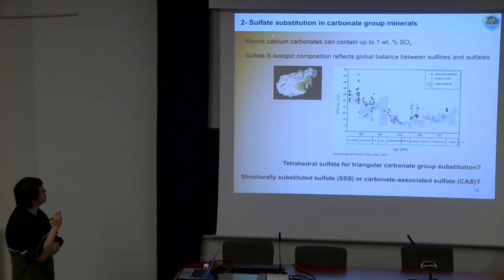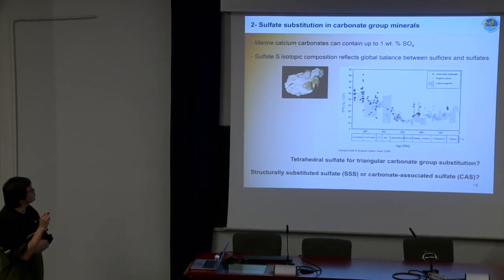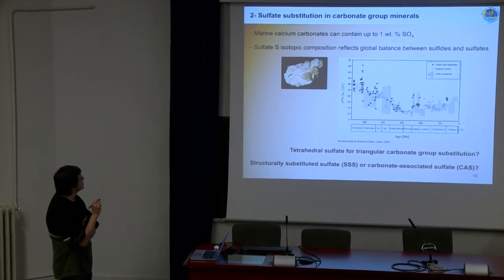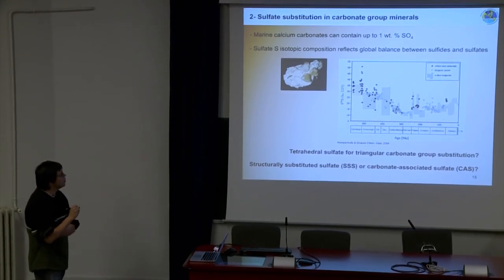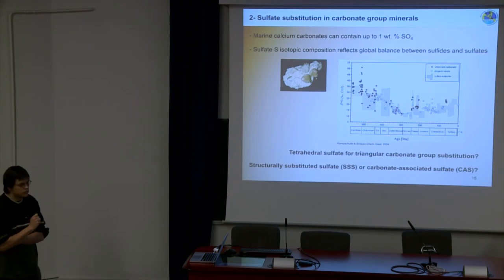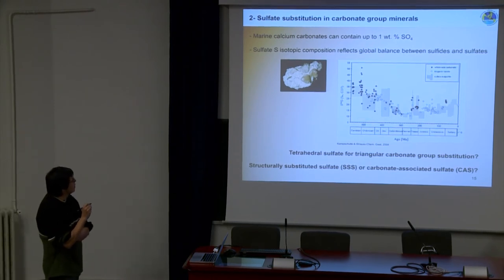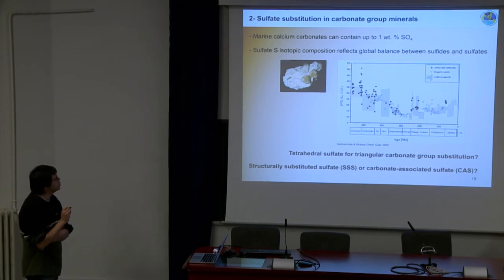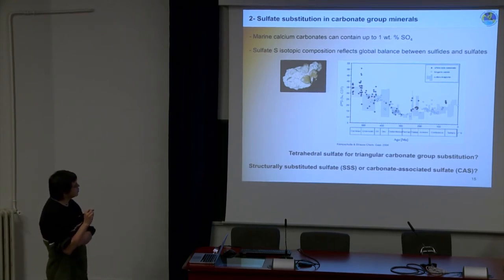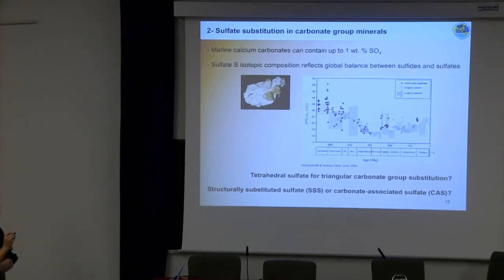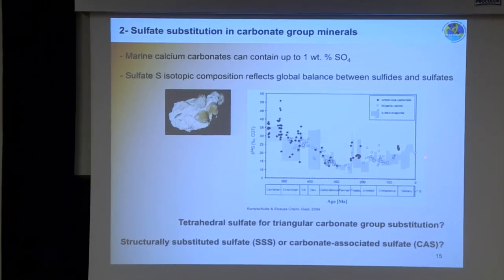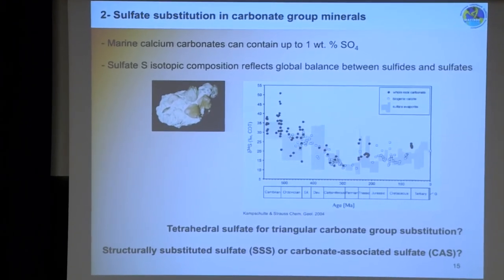And this question is the mechanism of sulfate substitution in carbonate group minerals, because we know that marine calcium carbonates can contain up to about 1% of sulfate groups. And the sulfur isotopic composition can be used to trace the global balance on the Earth's surface between reduced and oxidized forms of sulfur along the Phanerozoic geological times.